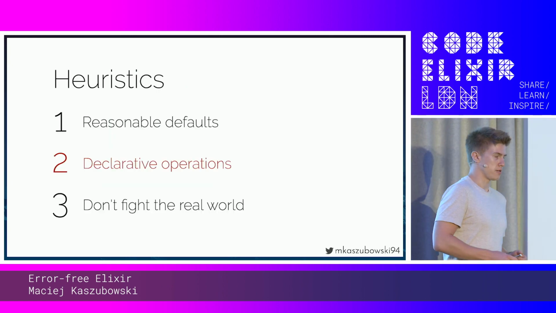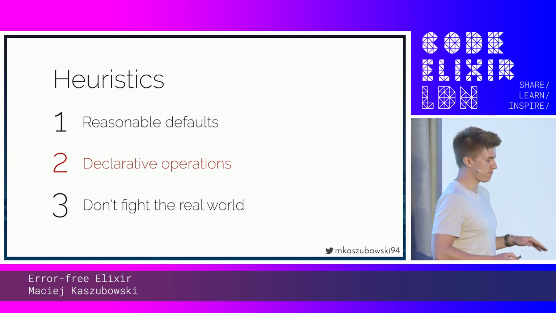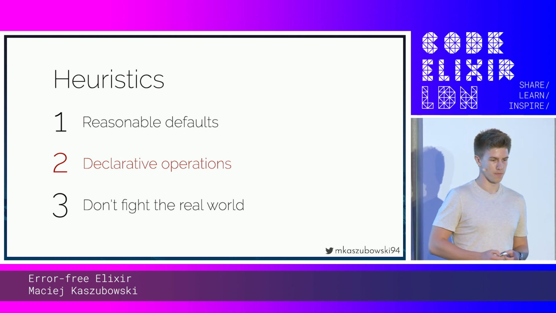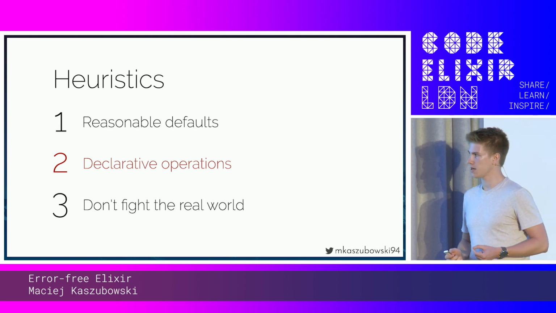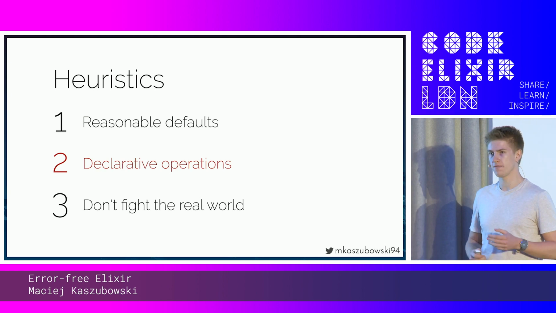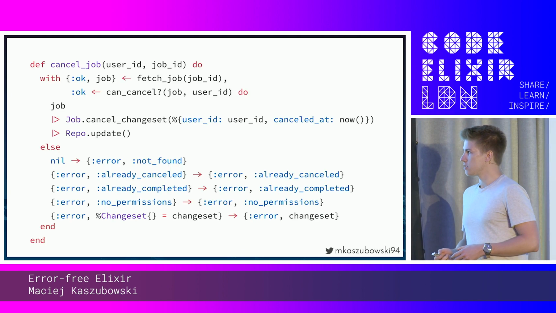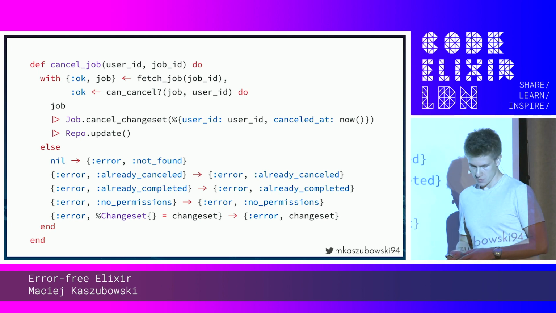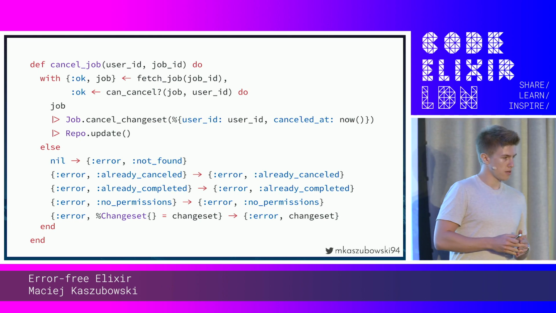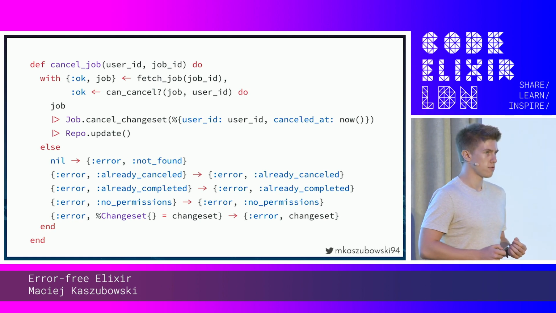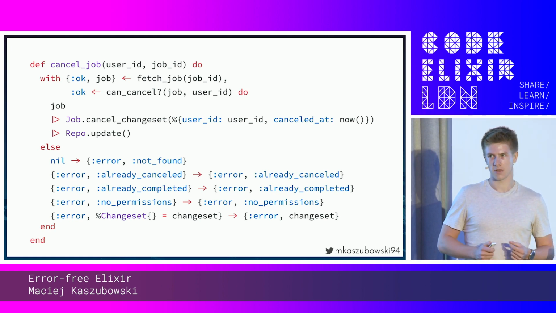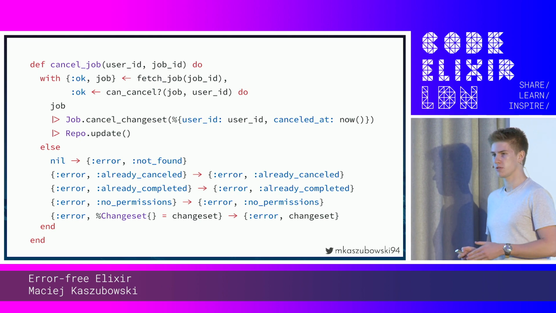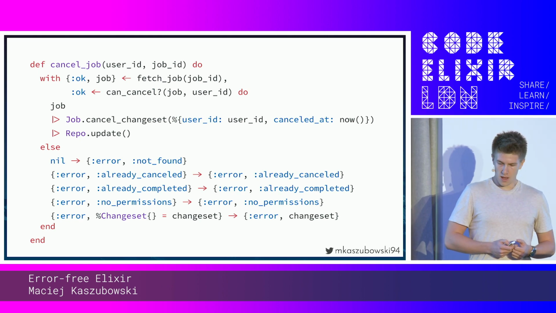The second pattern, and this is getting both harder and more valuable, is using more declarative operations and thinking more declaratively. So let's look again at the code that cancels a job. It is often that we think imperatively. We think about what to do, what are the steps, what are the instructions to do.